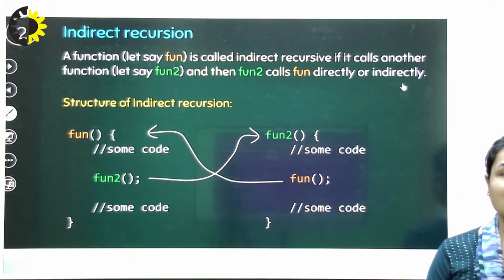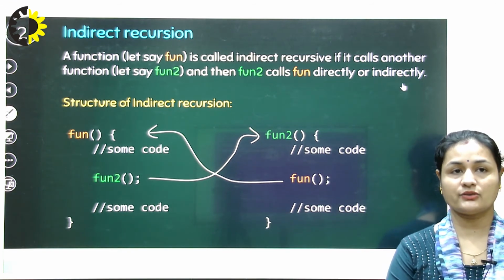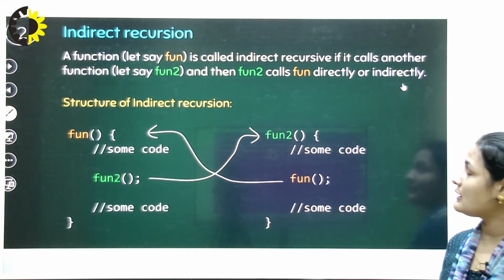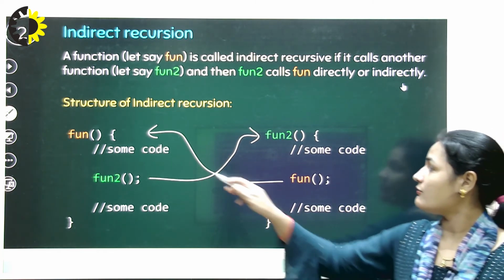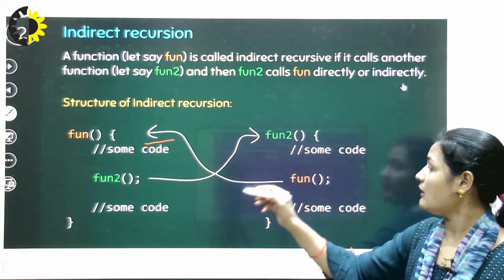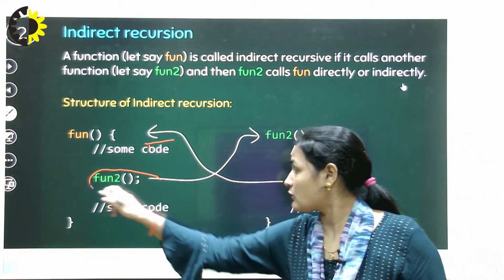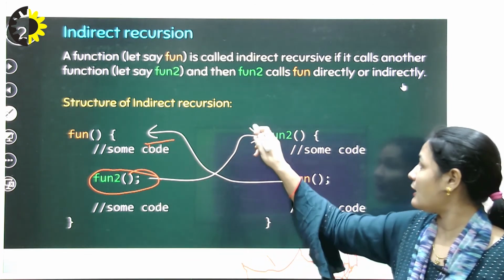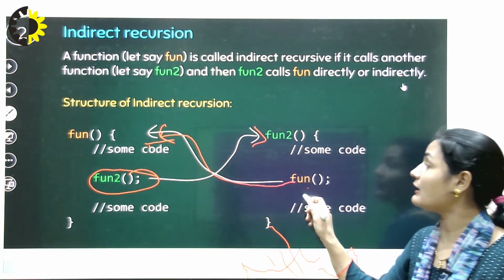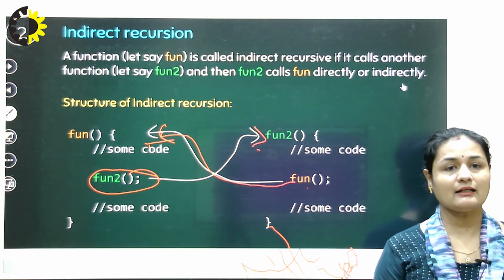Then indirect recursion. Here a function is called indirect recursive if it calls another function and that other function directly calls the first function. This is known as indirect recursion. Here there are 2 functions, the first one is fun and the second one is fun2. Inside the fun function, there is a call to the fun2 function, and fun2 in turn calls the function fun. So here the fun function is called indirectly and the fun2 function is also called indirectly. So this is known as indirect recursion.